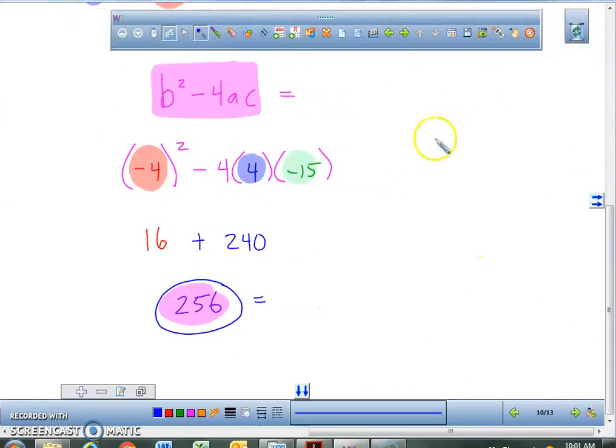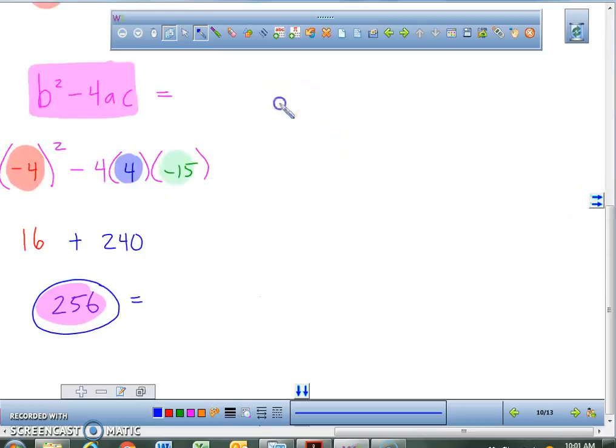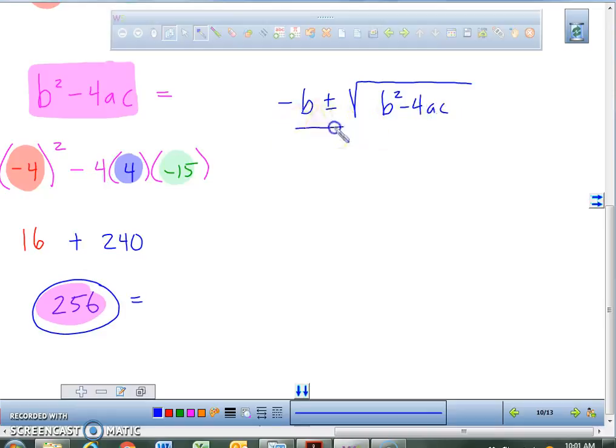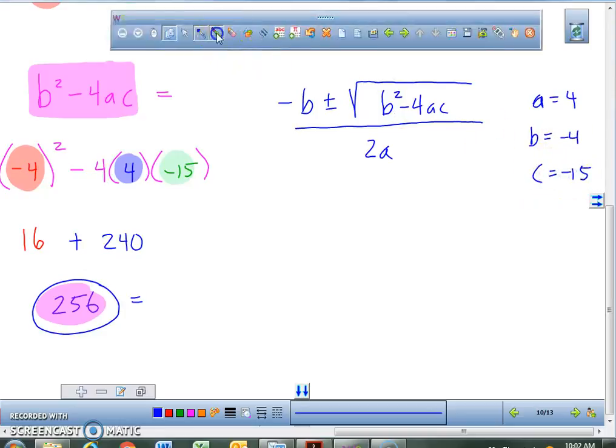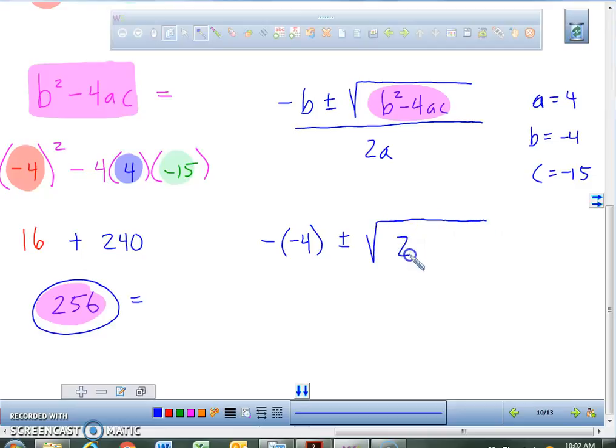Okay? So right now, we're going to rewrite our whole quadratic formula. Negative b plus or minus the square root of b squared minus 4ac, all over 2 times a. By the way, what was our a value again? 4. What was our b value? Negative 4. And our c value was negative 15. Now notice, I'm not going to rewrite everything because we already found the discriminant right here. So what am I going to plug in there? 256. Negative b, what's my b value? Negative 4. Plus or minus the square root of 256.